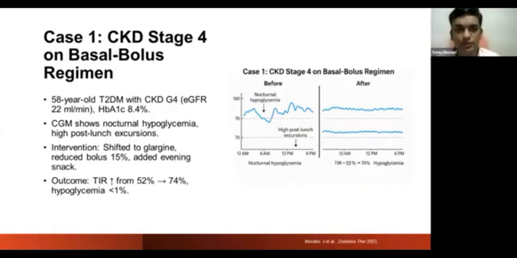Now I would discuss 2 cases. The first one is a CKD stage 4 patient on basal bolus regimen. 58-year-old male, type 2 diabetes mellitus, high HbA1c. His initial CGM shows significant nocturnal hypoglycemia and high post-lunch excursions. For the intervention, the patient was shifted to glargine, the bolus dose was reduced by 50%, and an evening snack was added. There was improvement in the time in range from 52 to 74%, and hypoglycemia was much less.